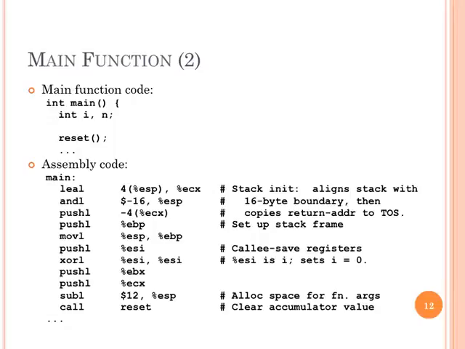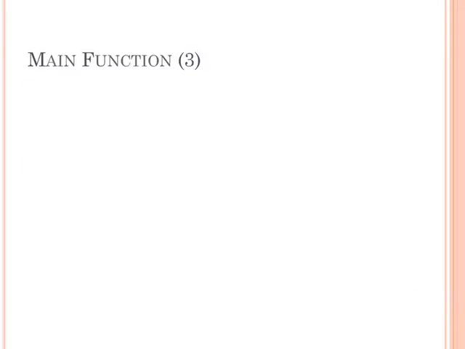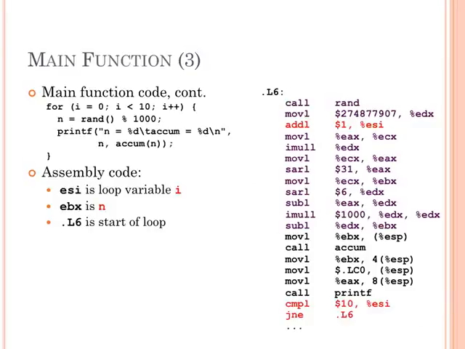Okay? The first thing we do is we clear the accumulator. Now remember, reset returns something in EAX, but we don't care in the way that we've written this code. We haven't said like n equals reset or anything like that. So it just calls reset, and that's it. We don't have any arguments or anything. So we invoke reset.